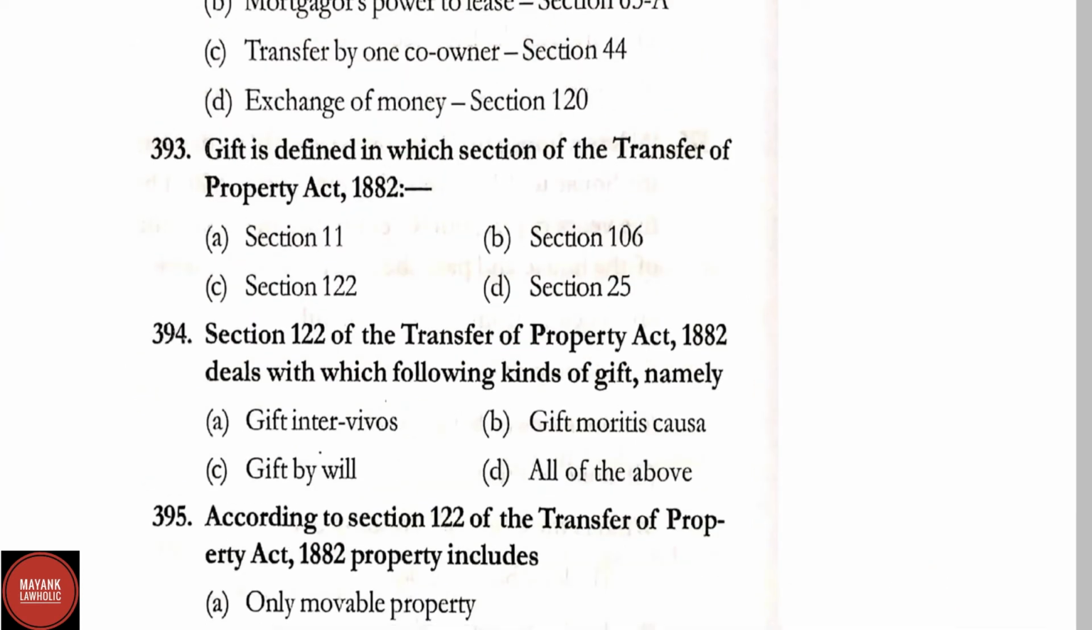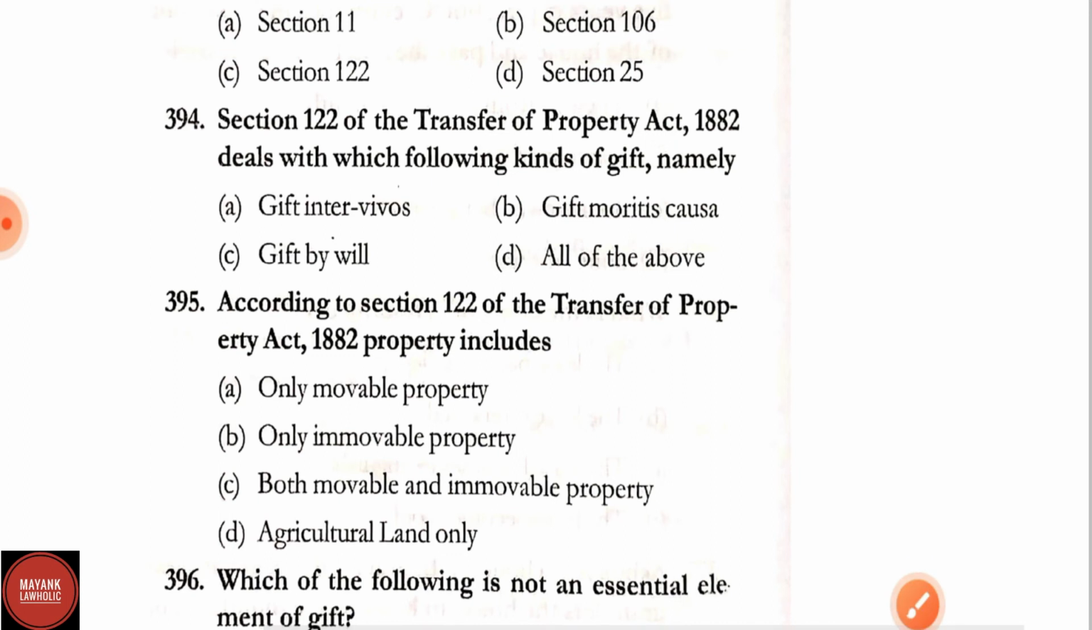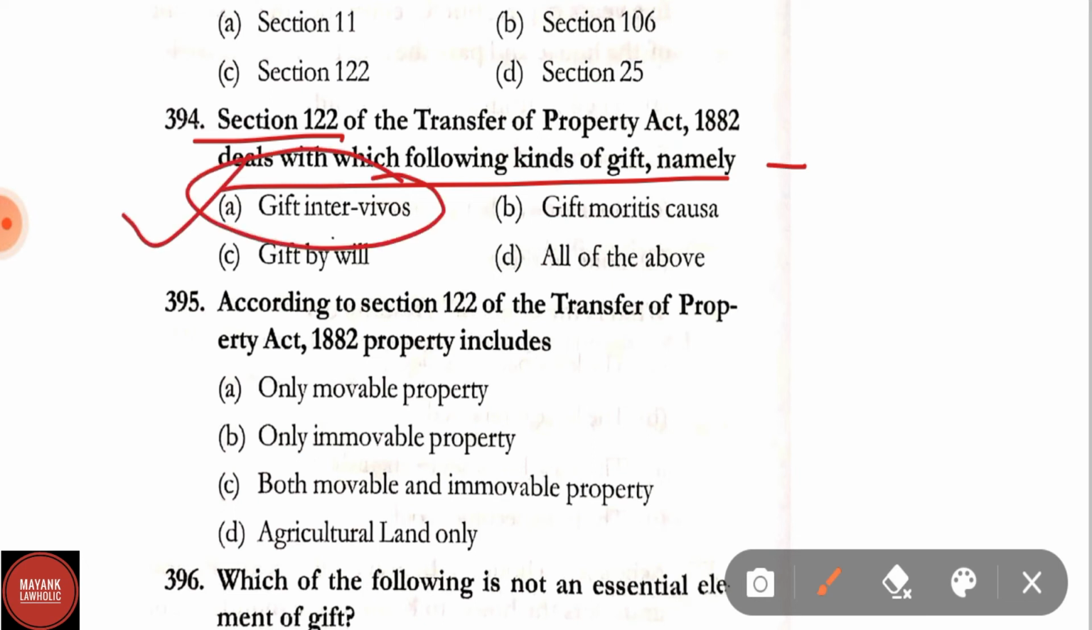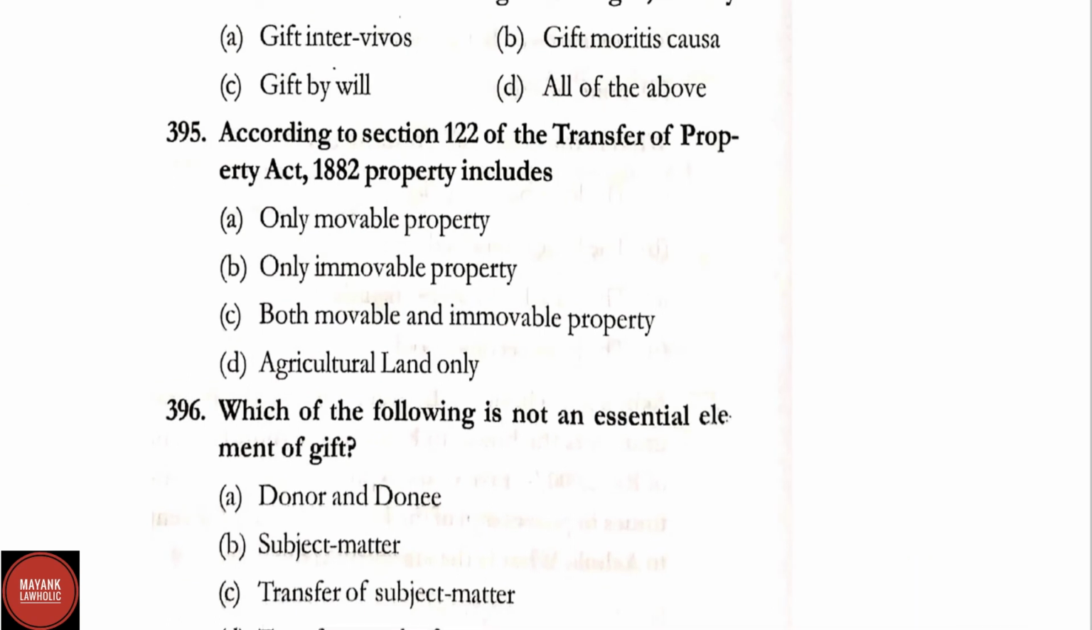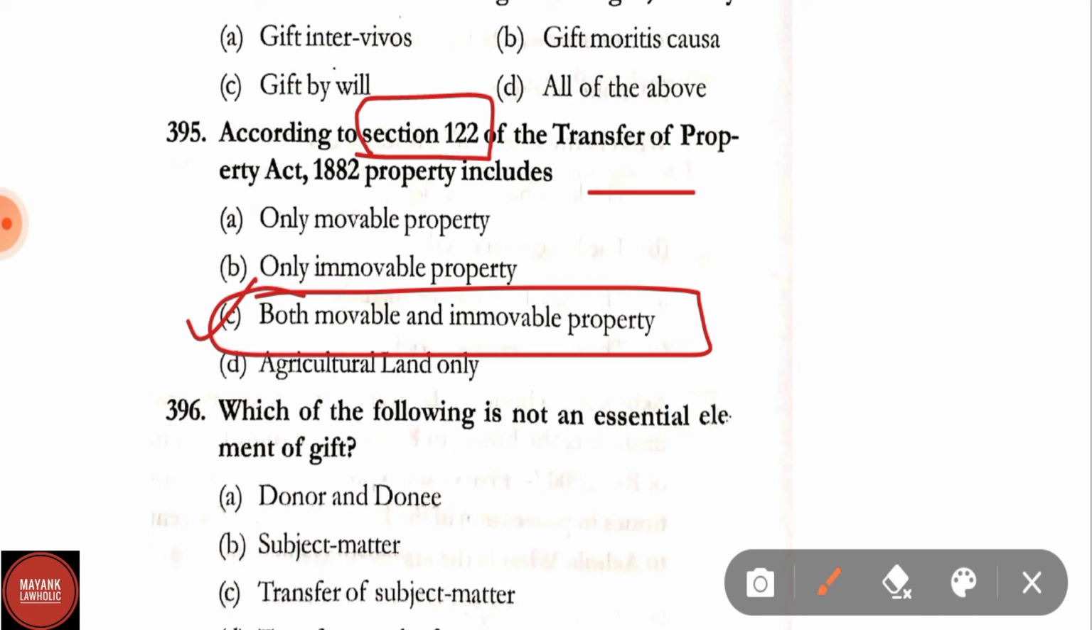Question number 393. Gift is defined in which section of the TPA? Gift is defined in section 122 of Transfer of Property Act. Question number 394. Section 122 of TPA deals with which of the following kinds of gift, namely gift inter vivos, gift mortis causa, gift by will, all of the above. Correct answer is option A, that is gift inter vivos. Question number 395. According to section 122 of Transfer of Property Act, property includes only movable property, only immovable property, both movable and immovable property, agricultural land only. Here correct answer is option C, that is both movable and immovable property.